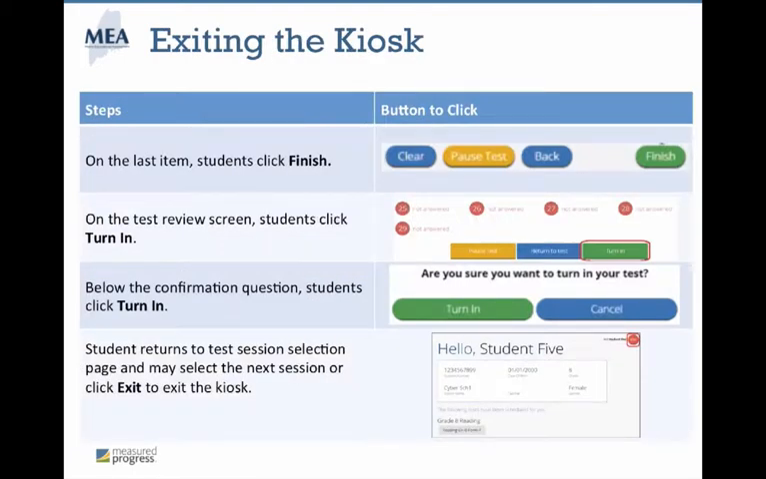To exit the kiosk, on the last item, the student will click on the Finish button. They will then see a test review screen where they'll click Turn In. Below the confirmation question, students will click Turn In again. The student will then be returned to the test session selection page and may select the next session or click Exit to leave the kiosk.